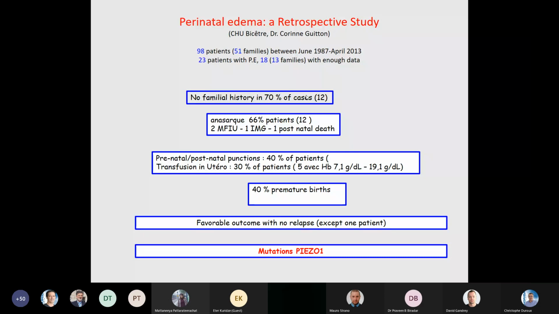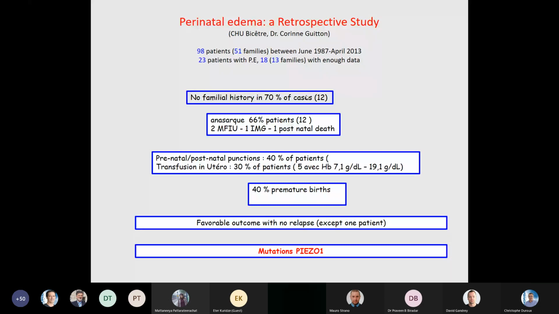It can be severe. It usually comes after the second trimester of pregnancy, and it can sometimes require prenatal or postnatal puncture. And sometimes, not frequently, it requires in utero transfusion. Most of the time, it's very mild, so I don't want to be overdramatic here. But anyway, it means that when one parent, either the mother or the father, is known to have xerocytosis, the pregnancy should be followed very, very strictly.